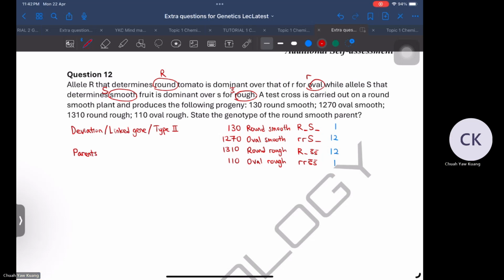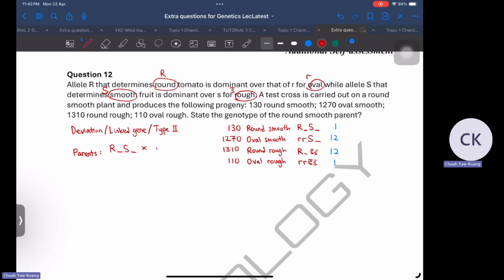Next we will do the same thing again. First step, find the genotype of the parent. Based on here, it's a test cross. A test cross carried out on a round, smooth plant. Round, smooth plant means that this parent must have at least one big R and at least one big S, because it's round, smooth. Then it is crossing with a test cross.